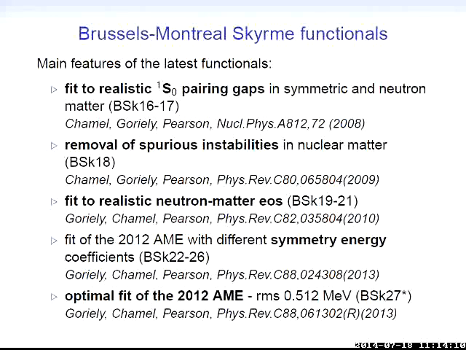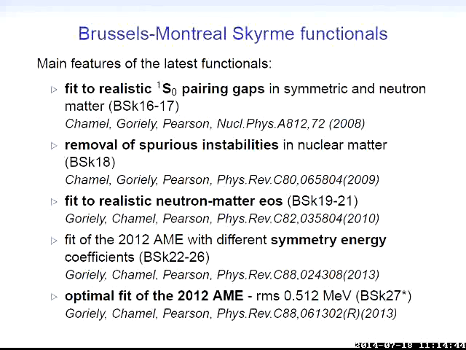Do you increase your parameter space in order to fit more and more features? Yes. For instance, for the removal of these instabilities and for fitting realistic neutron matter equations, the two are related. We had to generalize the functional, to add extra terms. Otherwise, it was not possible. Well, it's possible, but then the neutron matter equation is very soft, and depending on the many body calculations you trust, it may or may not be.